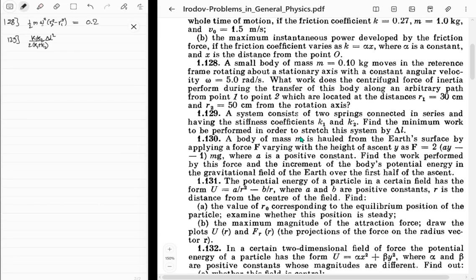Because it's just hauled. Wait, what does hauled mean? Is it like it's at 0 first and then it's going up and then it's 0 again, or not? Or is it that the force is applied constantly? Okay.